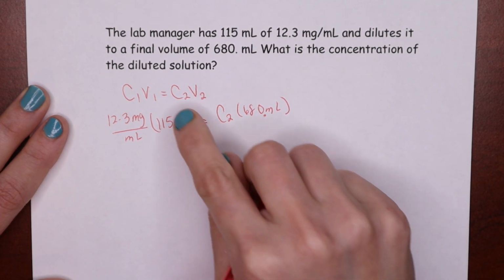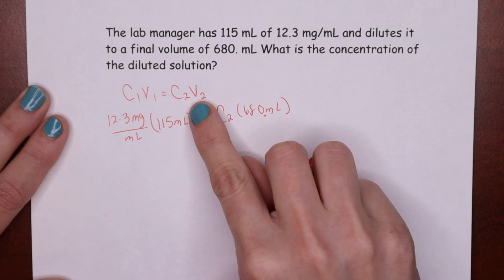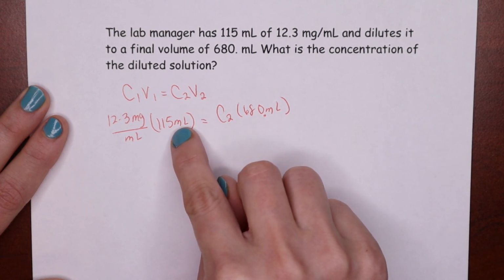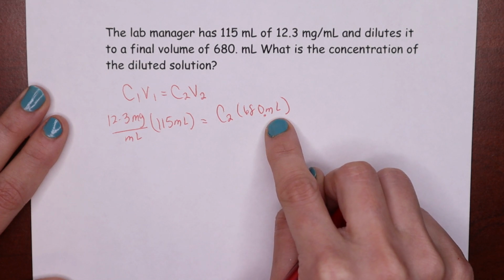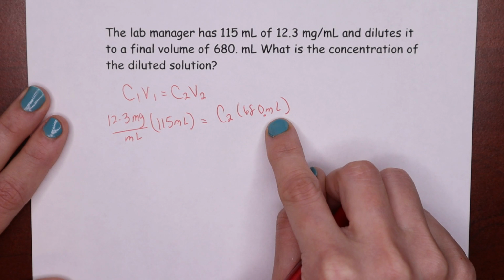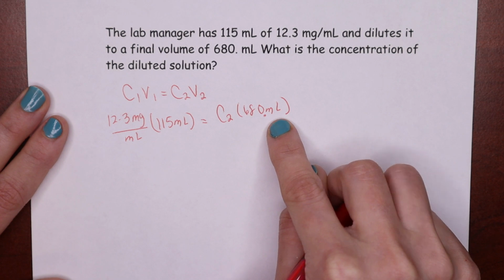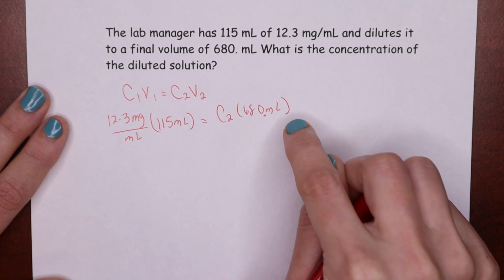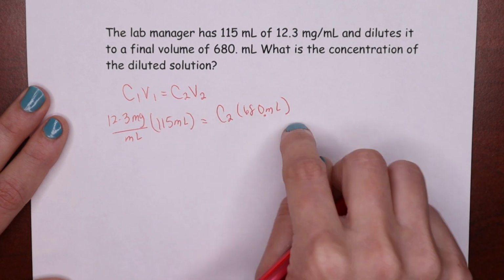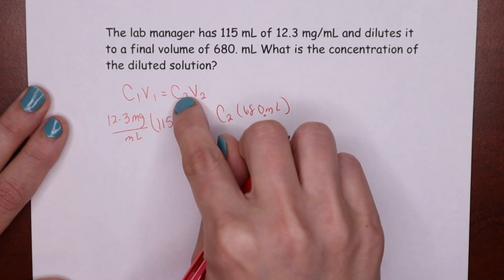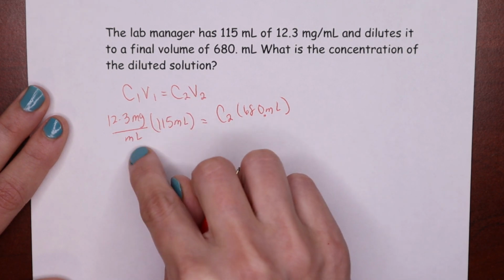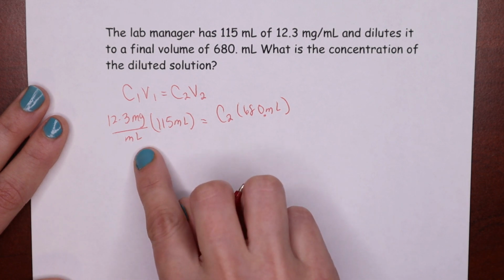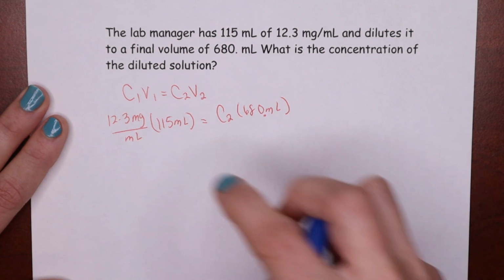Something important here is to make sure that the volume has the same units. So we have milliliters here, we are good. If we had been given 2 concentrations and we had to find out the volume, it's also important to make sure that the concentration has the same units. So back to this, the volume has the same units, so we're good there. Here's our concentration, and it's important to know that our final concentration is going to have the same units as the initial concentration, okay? So now I'm simply going to go ahead and solve for C2.